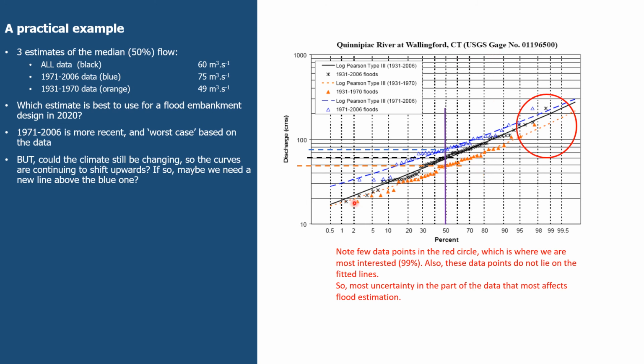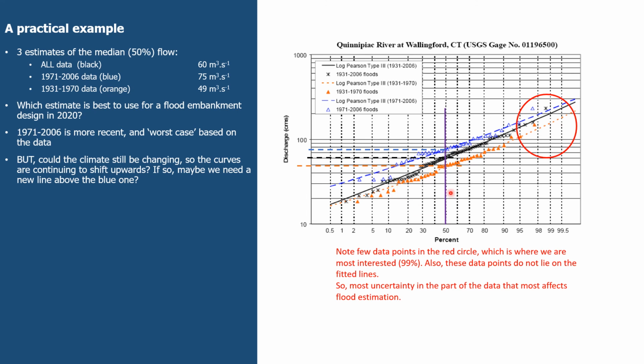And we've got three ways of plotting these data, which are mean annual flood data. We've got all data 1931 to 2006 in black. We've got in orange, 1931 to 1970, the first part of the data series. And then in blue is 1971 to 2006.